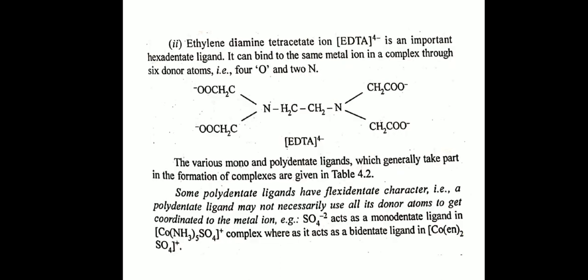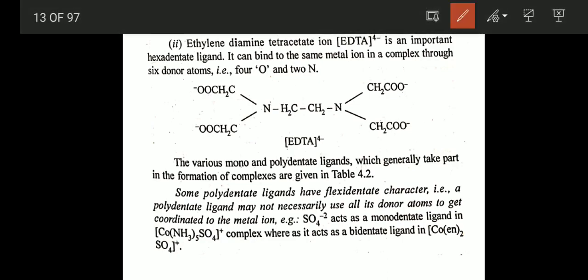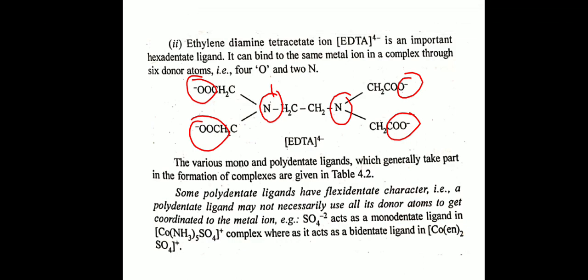Next, take the second example, ethylenediamine tetraacetate, that is EDTA. EDTA you already used in your labs for the titration, for the estimation of calcium and magnesium. EDTA is an important hexadentate ligand. It can bind to the same metal ion in a complex through 6 donor atoms. So in this EDTA there are 6 donor atoms which donate electrons to the central metal atom. Because of the presence of 6 donor atoms, it comes in the category of hexadentate ligand. So what are the donor atoms here? One, this nitrogen, second nitrogen this. Okay, these are the 2 donor atoms. Then this is the third one, then fourth one, fifth one and sixth one. So these are the 6 donor atoms which donate electrons to the central metal atom.